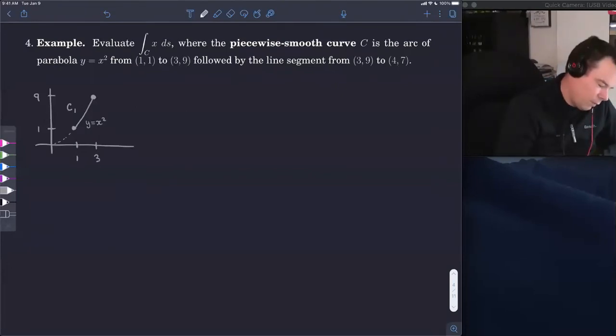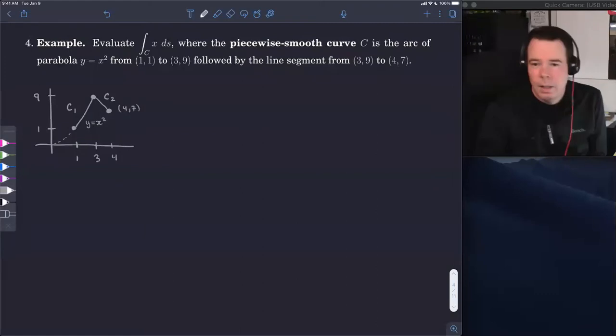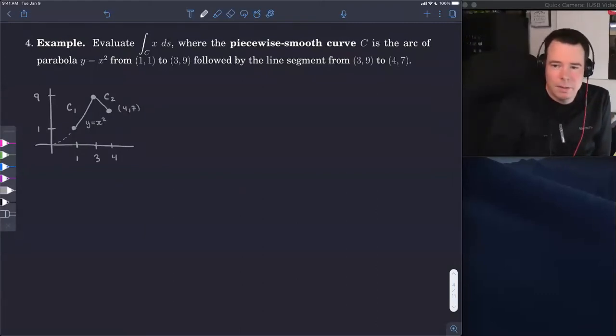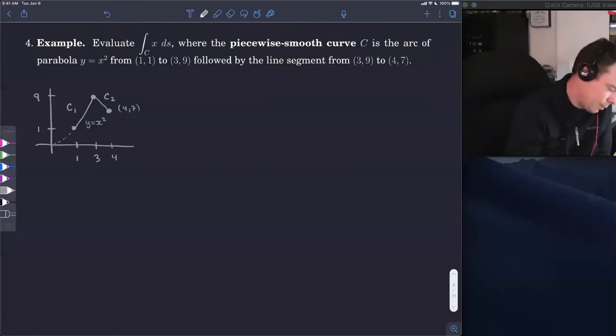And then what we have is a line segment from (3, 9) to (4, 7). So it goes one more unit along, but it drops down to (4, 7). And let's call that curve C2. And what I'd like to do is integrate x along these two curves. Now, the way we can do this integral is we can just split it up into two separate integrals, the integral along C1 and the integral along C2. So let's go ahead and do that.